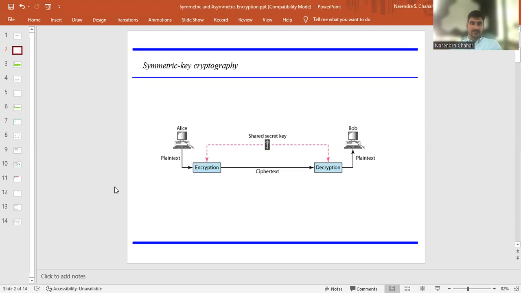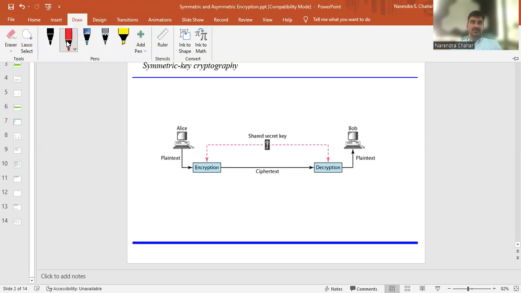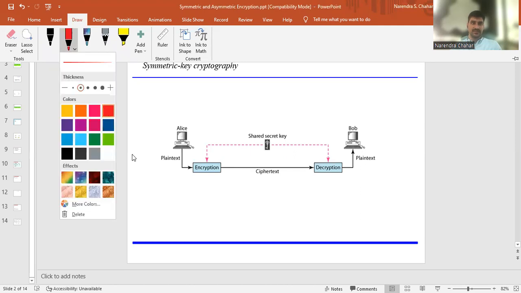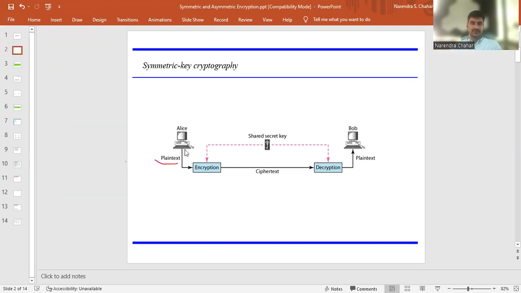So, when we talk about any kind of encryption, what is the main thing? There is a plain text. If two entities want to communicate, they want to communicate securely. So the text must be sent to the receiver in a form that anyone else cannot recognize. When we talk about the symmetric key, there is a common key which is used for both encryption and decryption.